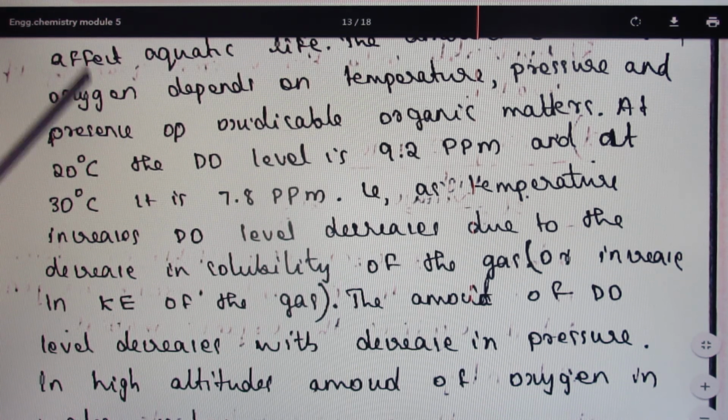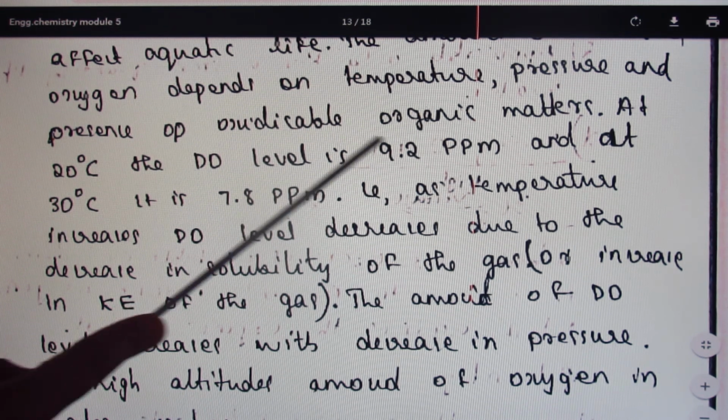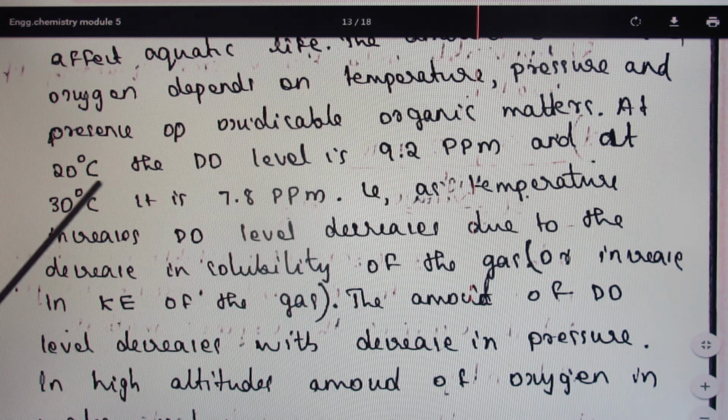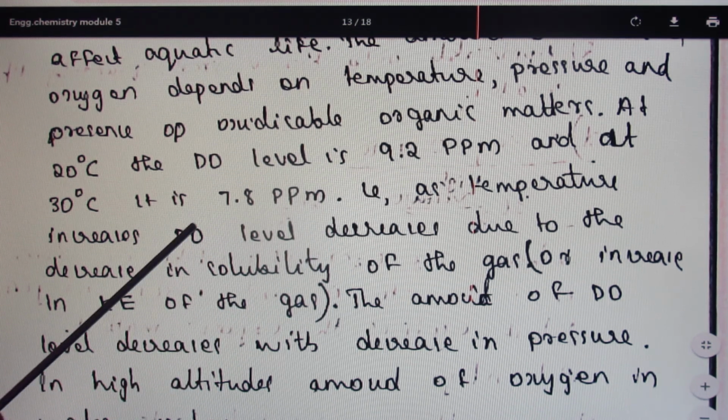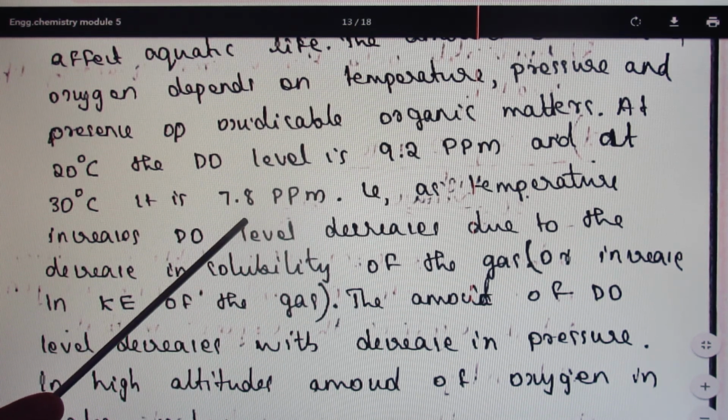As temperature increases, what happens to the dissolved oxygen level? Here we can measure the level of dissolved oxygen at two different temperatures: one at 20 degrees Celsius and the other at 30 degrees Celsius. Look at the level of dissolved oxygen. At 20 degrees Celsius it is 9.2 and at 30 degrees Celsius it is 7.8.